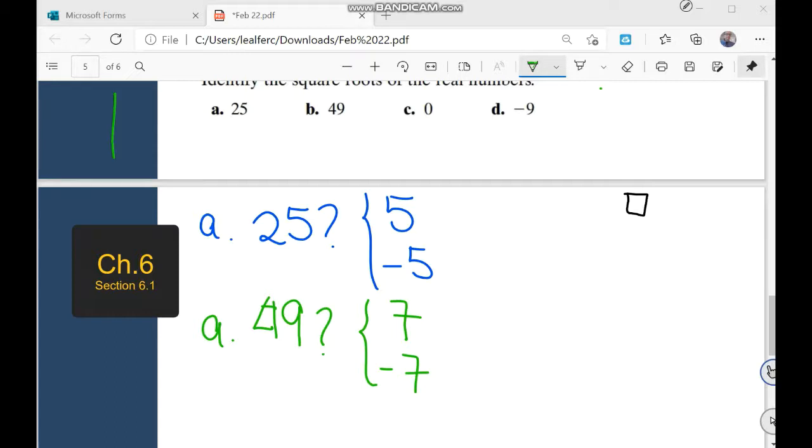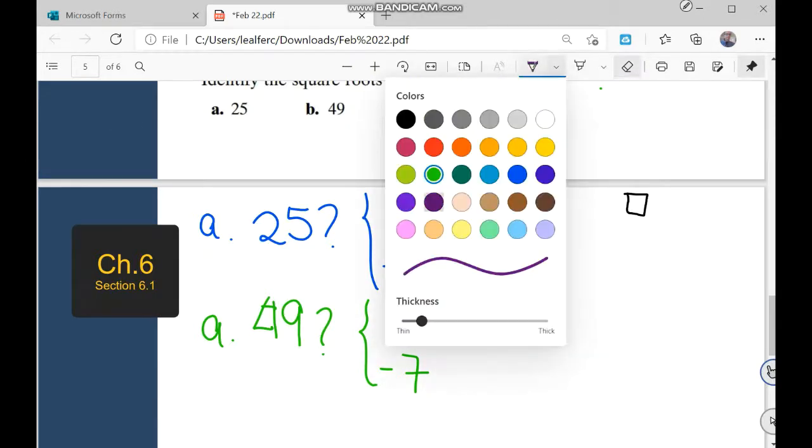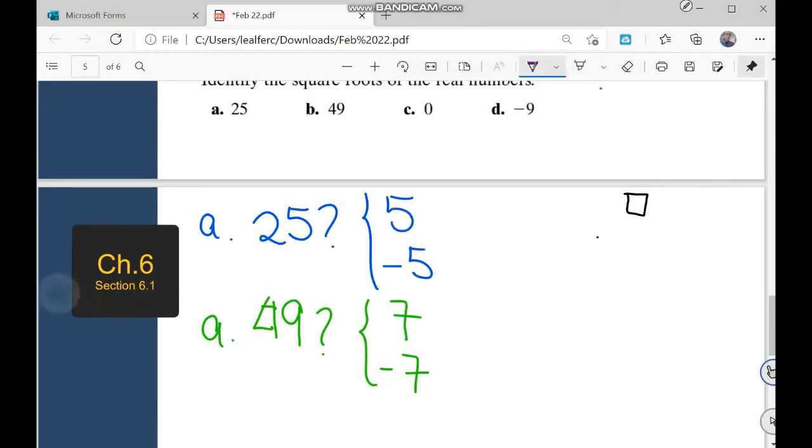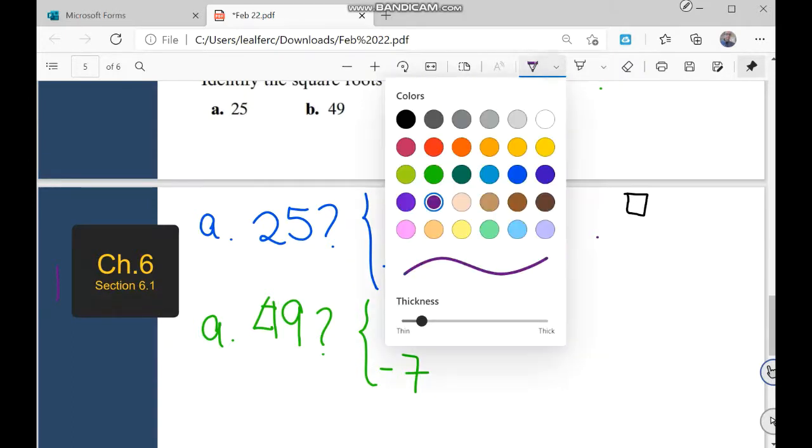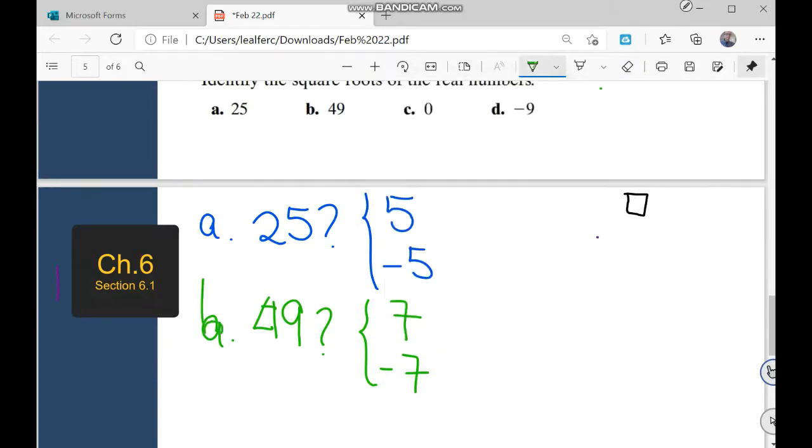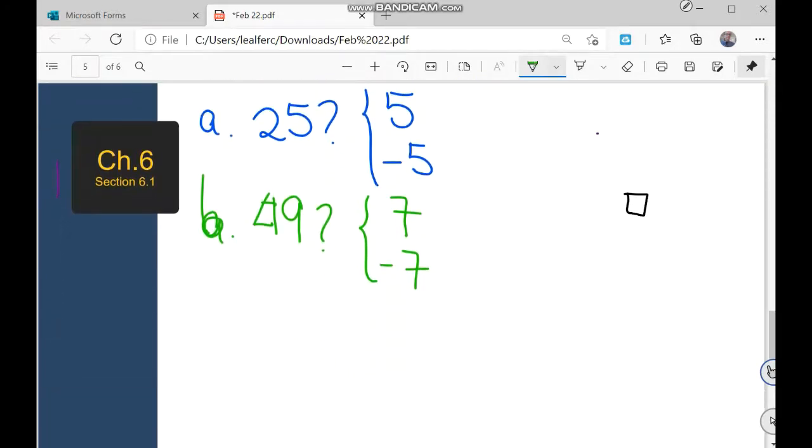I cannot think about any other number, but I think the only number that will have only one square root, and think about it. Oops, let me fix this. This is B, and now let us see.